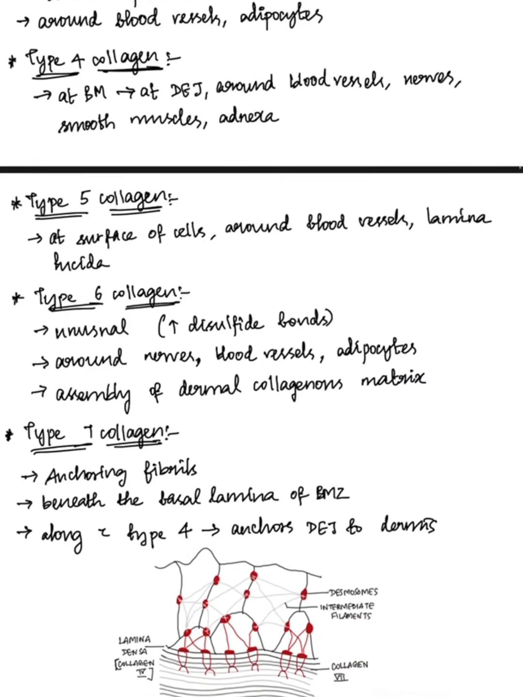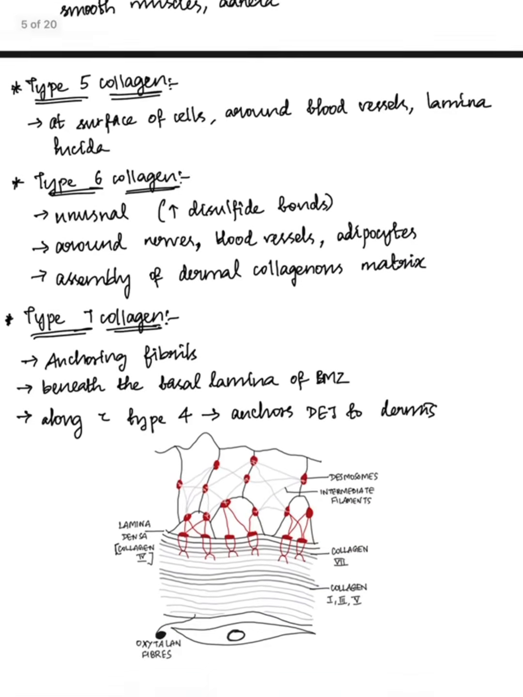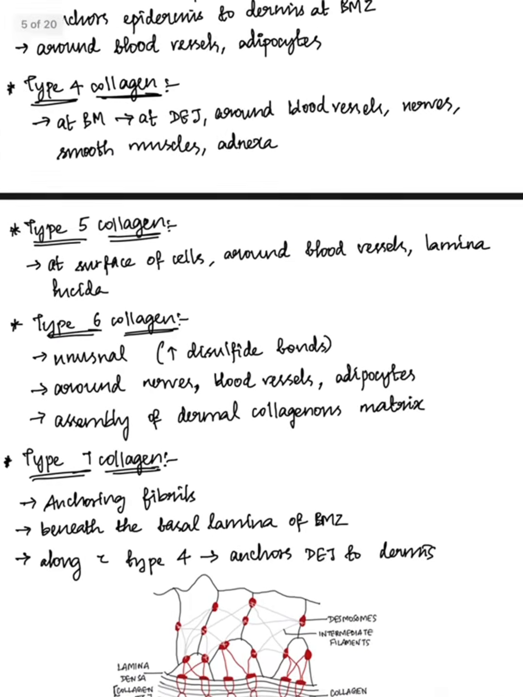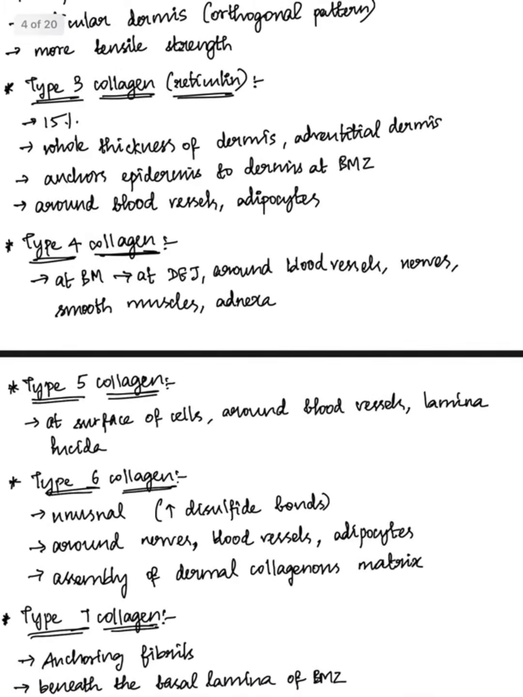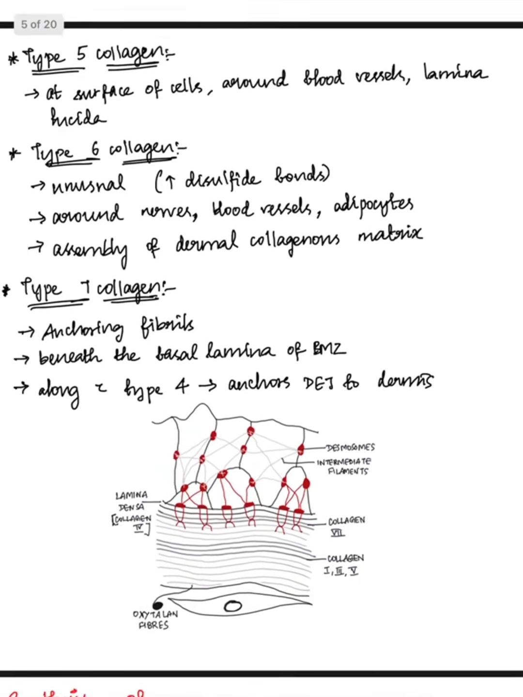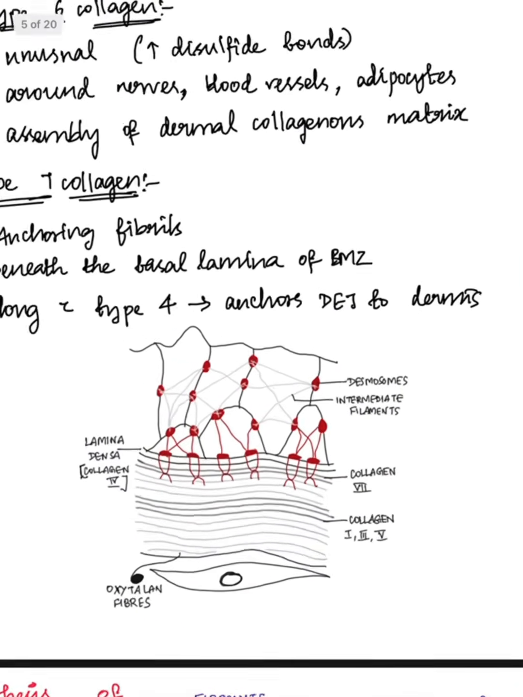And type 7 collagen is a major structural component of the anchoring fibrils. So these anchoring fibrils are part of the basement membrane zone. They lie just beneath the basal lamina of the basement membrane zone. So along with type 4, it anchors the dermoepidermal junction to the dermis. So type 3 collagen anchors the epidermis to the dermis at the basement membrane zone, whereas type 7 collagen anchors the dermoepidermal junction to the dermis.